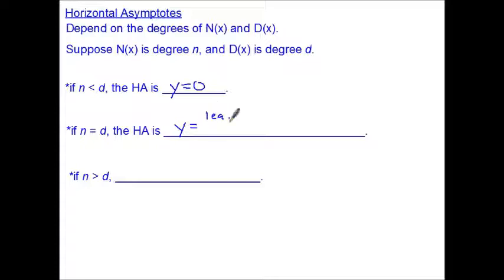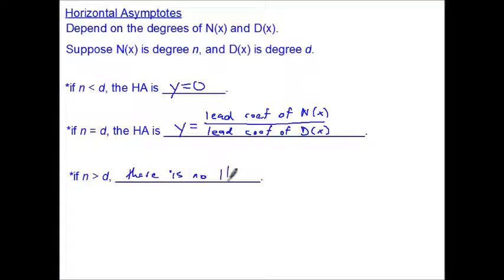What we're going to do is take the lead coefficient of the numerator, and then divide that by the lead coefficient of the denominator. Again, we'll get to that in an example in just a minute. Let's get through this here. And then the third scenario: if n is greater than d, so the numerator has a higher degree than the denominator, there is no horizontal asymptote. Or maybe there's just no HA, so I guess that means there's no laughing.